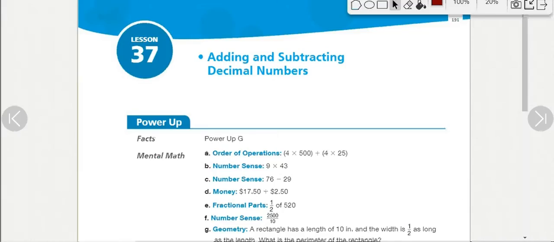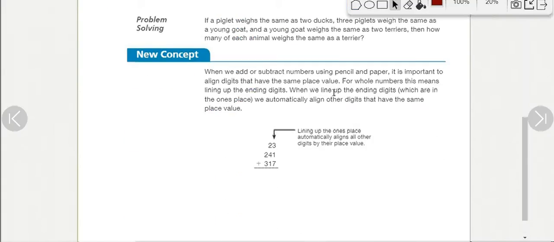Take course 1, lesson 37. We're going to add and subtract our decimal numbers. Decimals, of course, show part of a whole or a mixed number by putting numbers to the left of a decimal and to the right.